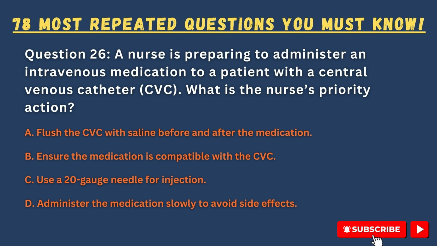Question 26. A nurse is preparing to administer an intravenous medication to a patient with a central venous catheter, CVC. What is the nurse's priority action? A. Flush the CVC with saline before and after the medication. B. Ensure the medication is compatible with the CVC. C. Use a 20-gauge needle for injection. D. Administer the medication slowly to avoid side effects.